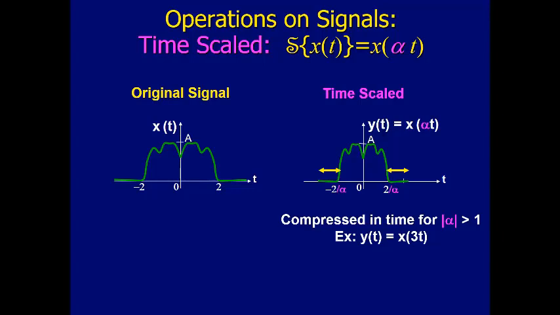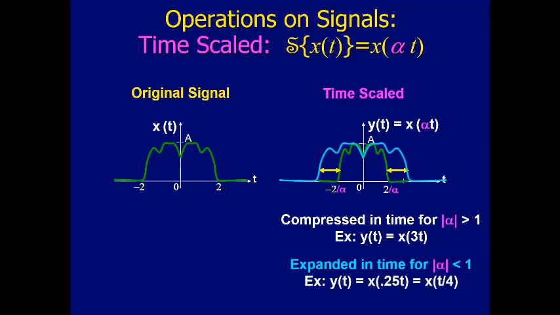An example of a time-compressed signal would be the expression y of t equals x of 3t. Now, if my value of alpha is a fractional positive value, like 1/4, that implies that we're going to expand the function along the time axis, or time expansion. So for example, y of t equals x of t over 4 would be taking the x of t function and spreading it out by a factor of 4. Notice we don't change the amplitude of the signal when we do time compression or expansion.